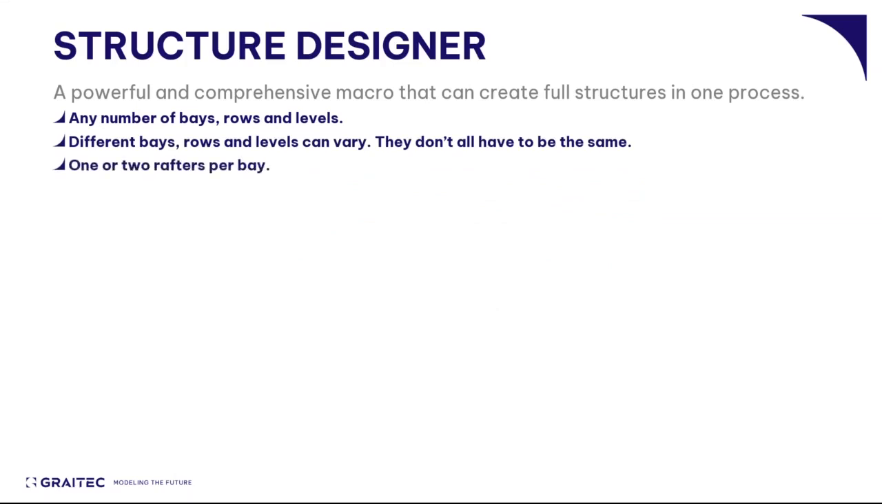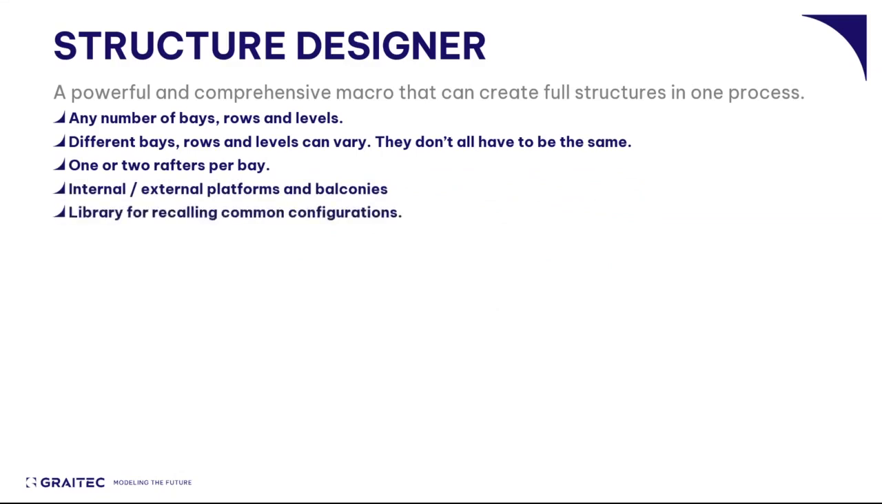Each bay can have one or two rafters, so it'll be a monopitch or a portal arrangement for each bay. And you can have internal and external platforms and balconies using the platforms portion. There's a library like any other joint, so you can recall common configurations, so easy to adjust. And there are other things that we perhaps didn't have time to show; there's lots more in there.